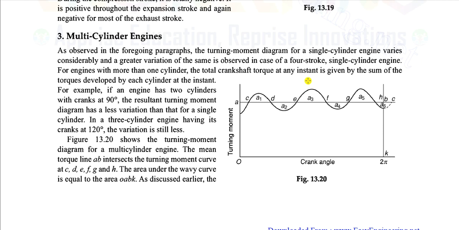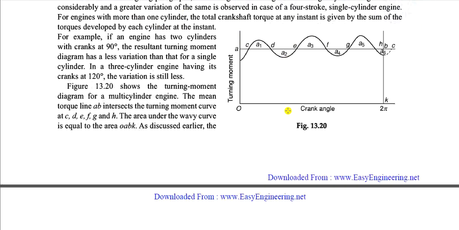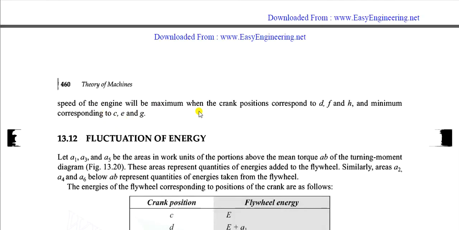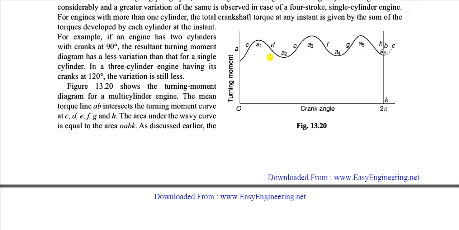Whatever power is produced, for example when one cylinder is consuming, the other cylinder will be producing, so the gap, meaning the variation, is less. Okay, so what is important now is that here also, at C point there is minimum speed, D point maximum speed, E point minimum, F maximum. Minimum, maximum, like that.